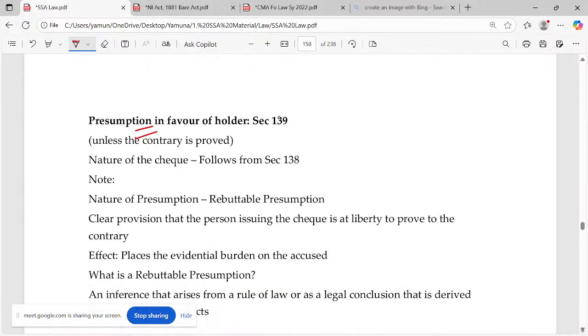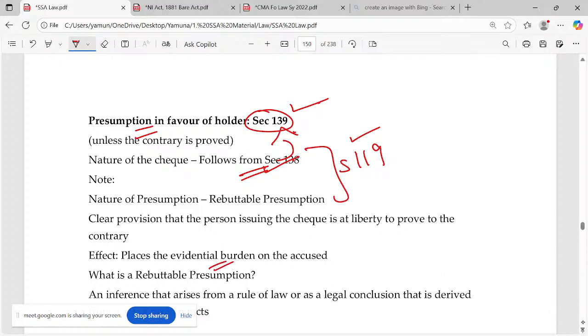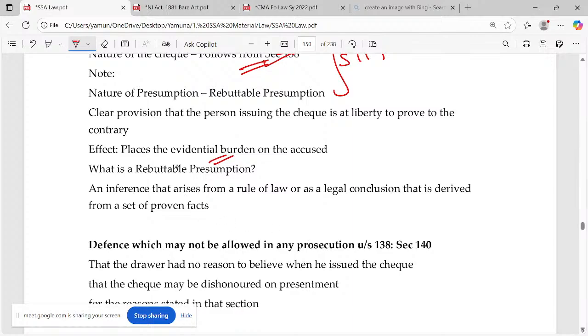Presumption in favor of holder. Section 139 actually follows from section 138. This we have discussed in section 119. I'm not repeating word by word. If you read word by word, it will seem like there is something special, which is not needed. The presumption directly follows from section 138, which is now applicable for section 139. Okay, there is burden of proving. A rebuttable presumption means you follow the law, what the law says, you just follow that.